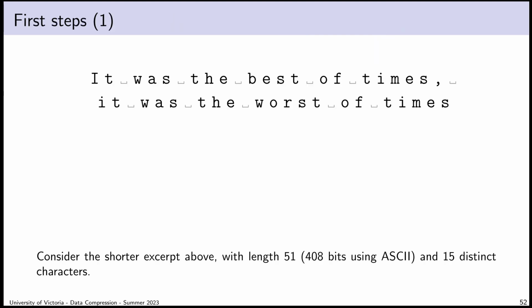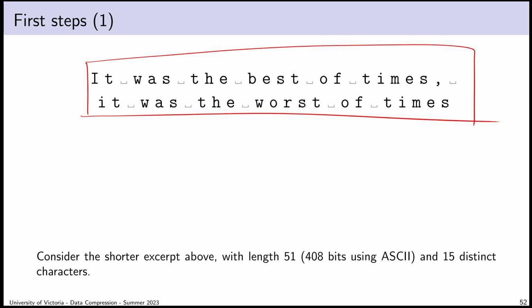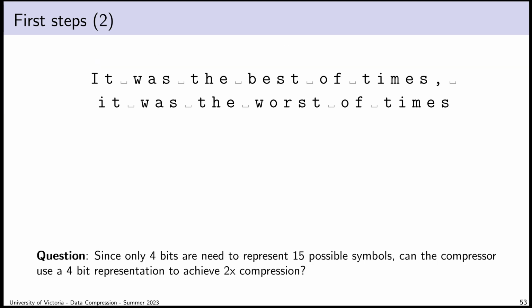Now, at some point in this lecture, we actually have to do some compression. Before we can do that, for the sake of demonstrating our technique, let's shorten our excerpt just to the very first bit. So it was the best of times, it was the worst of times. This has length 51. If we're storing it in 8 bits per character, that's 408 bits in total. There are 15 distinct characters in this excerpt. So in this case, I could use 4 bits.